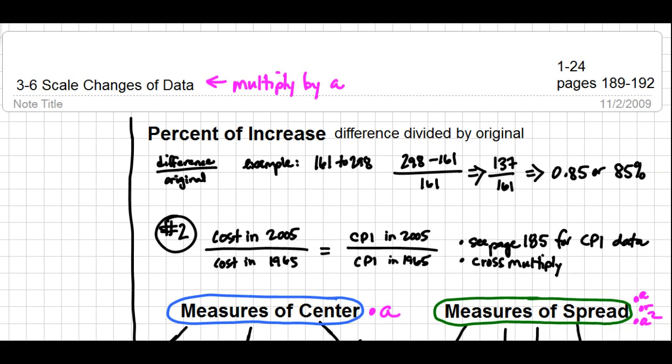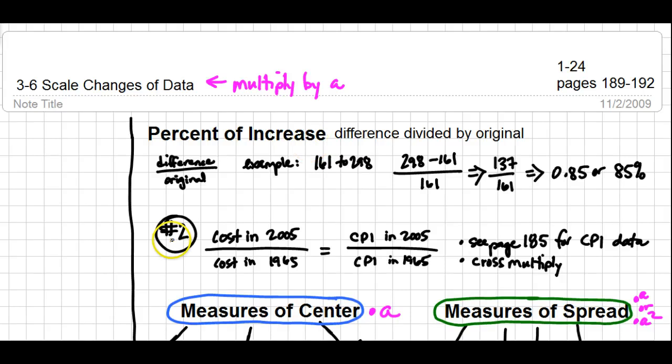The book does a lot of assuming in this lesson that students know how to calculate a percent of increase. So here's a little bit of notes for students on how to do that. When you're trying to find the percent of increase between two numbers, you simply subtract the numbers and then divide by the original number. So for example here we have 161 increasing to 298. If I want to know the percent of increase, I would subtract those two and divide by 161. So that's a percent increase of 85%. So it's just a little tutorial for students on how to calculate a percent of increase.